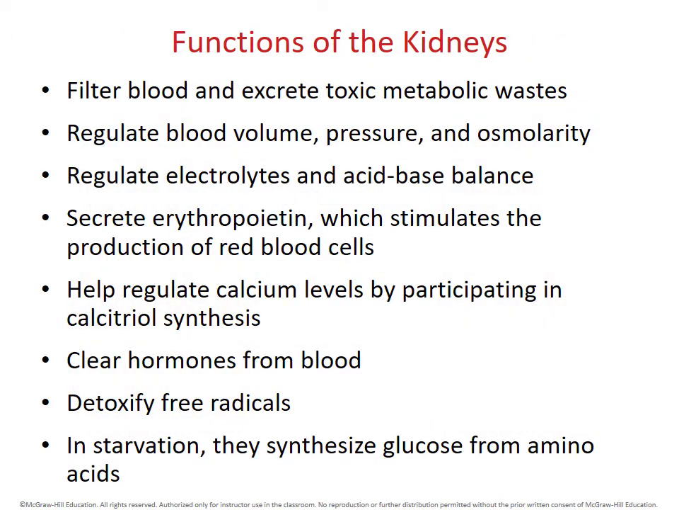Now, we mentioned the main function of the urinary system, but we want to go through some detailed functions, and you can see there are actually quite a few different functions for the urinary system. Of course, their main role, as we said earlier, is to rid the body of metabolic wastes. This, by the way, is known as excretion. Ridding the body of metabolic waste is known as excretion.